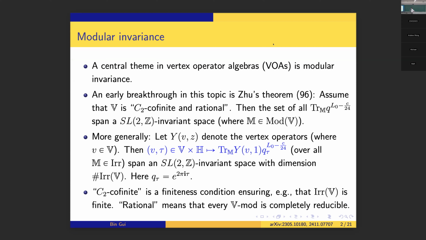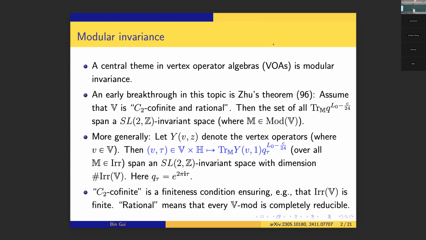Okay, so I will start my talk by talking about modular invariance, because modular invariance is a central theme in the story of vertex operator algebras. An early breakthrough in this topic is a theorem due to Yongchang Zhu. It says that, assume that V is a so-called pseudo-q-traces and rational VOA, then the set of characters, q-characters, defined by taking the trace of q to the power L0 minus c over 24, where c is a complex number called central charge, extends, they form a kind of modular invariant space. It's a kind of vector-valued modular form.